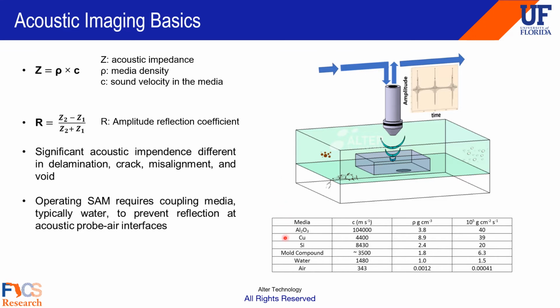Here we have some numbers to show how things work out. Let's assume there's a crack inside our silicon die, which is our specimen. In this case, we'll have silicon with acoustic impedance 20. We call it Z1. And our crack, we assume is just air inside of it, with an acoustic impedance of 0.00041. We'll take Z1 and Z2 into our reflection coefficient equation, and the outcome is almost 1, which is total reflection.